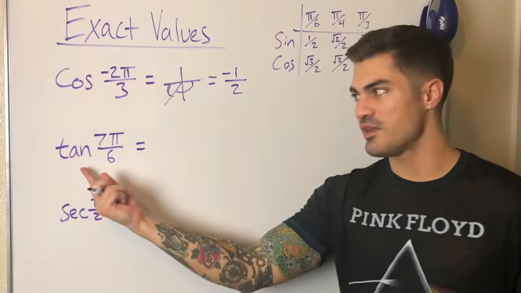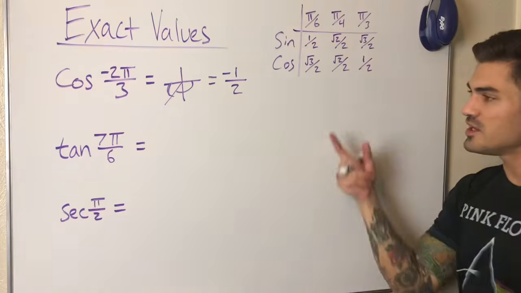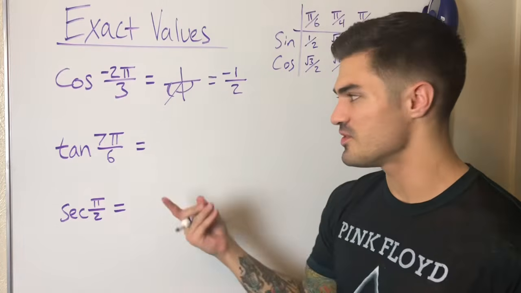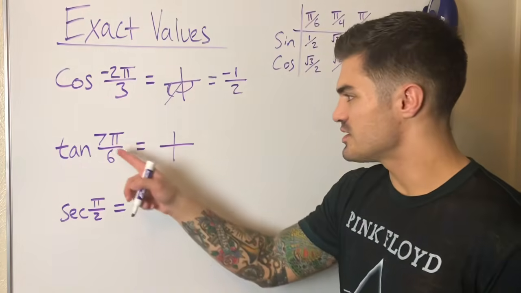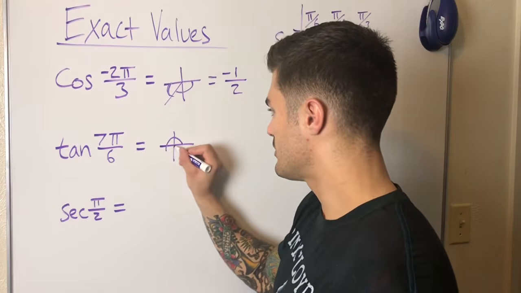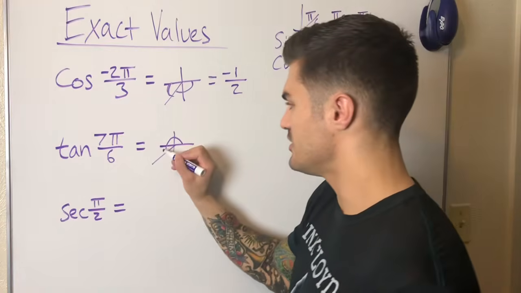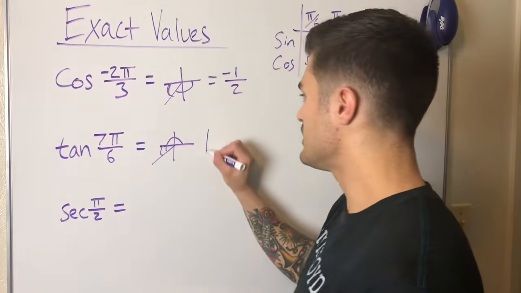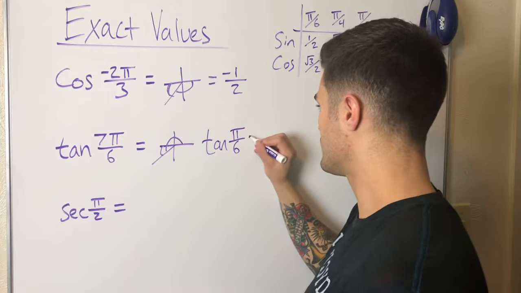Okay, now I have tangent 7 pi over 6. It's getting a little bit tricky because this is not on my table, but knowing some basic identities helps, and that's how I'm going to actually find this. But first I need to find the reference angle. So again, 7 pi over 6. We're going just a little bit past pi, and actually we're going pi over 6 radians past pi. That's going to be my reference angle. So what is the tangent of pi over 6?